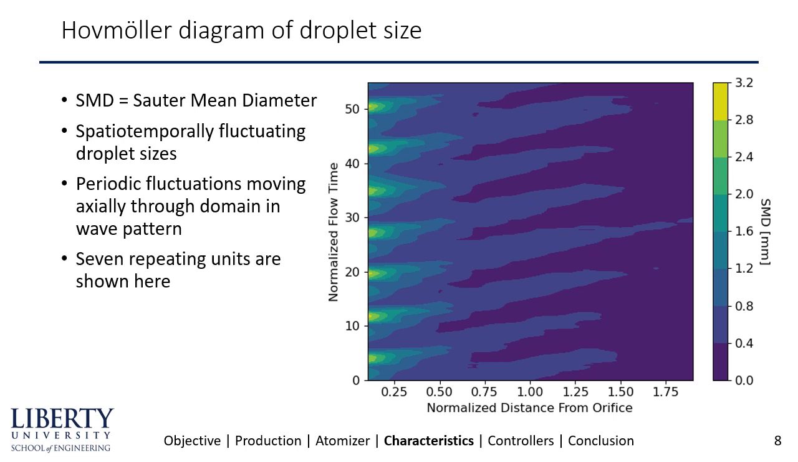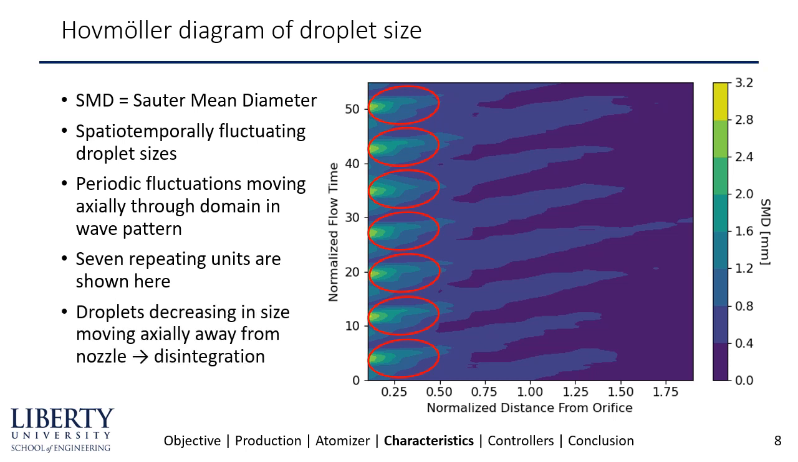And we've got seven repeating units that are shown here. They're circled in red. So through time, seven repeating units. And then moving away from the nozzle, axially away, we see decreasing droplet sizes. So this is the disintegration process happening as we move away from the nozzle.